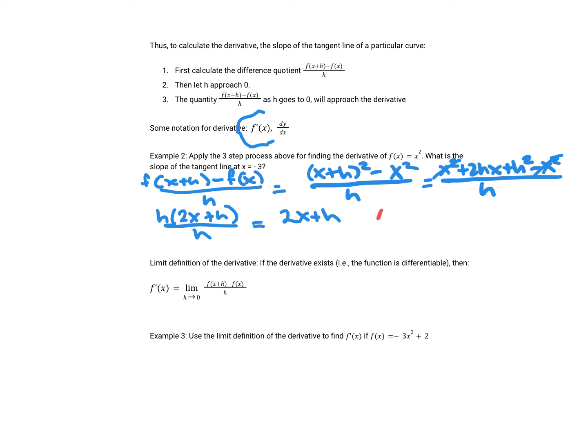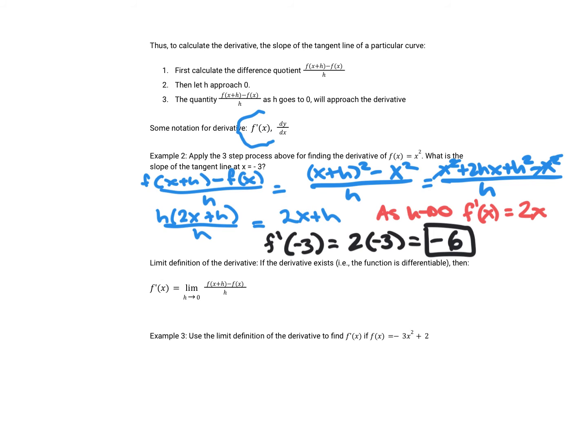Now, as h goes to 0, this derivative, I'm going to call it f prime of x, ends up just being 2x. That's the general form of the slope of a tangent line of f of x equals x squared. Now let's find it specifically when x is -3. So f prime, or the derivative of f at the point x is -3, is going to be equal to 2 times -3, or -6.